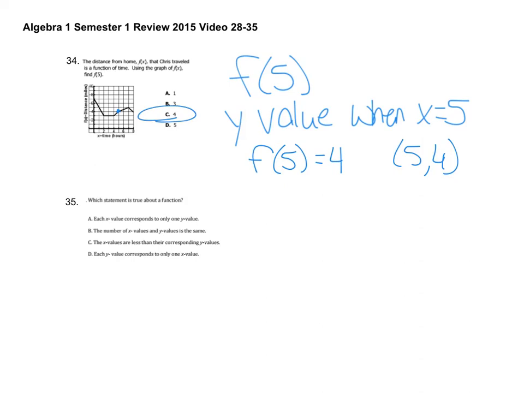All right, 35 basically is asking you the definition of a function. The answer is A, because the definition of a function is that each x value corresponds to only one y value. That's what you've got to have to be a function.